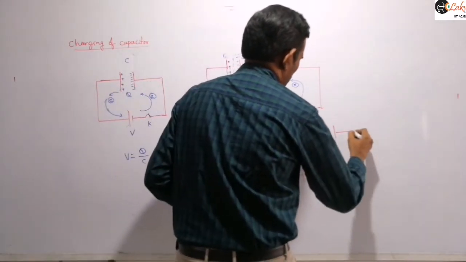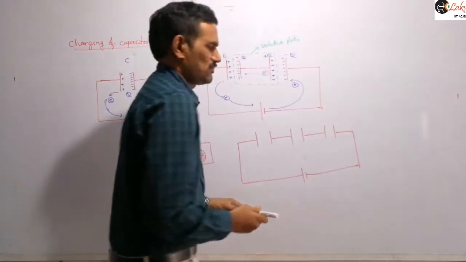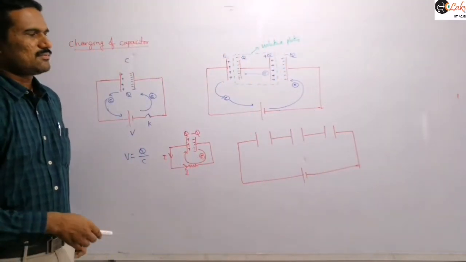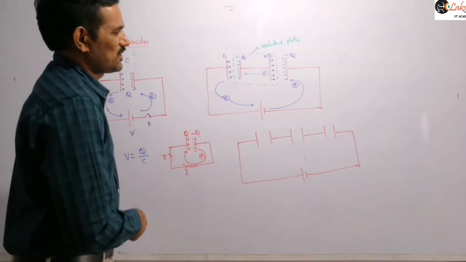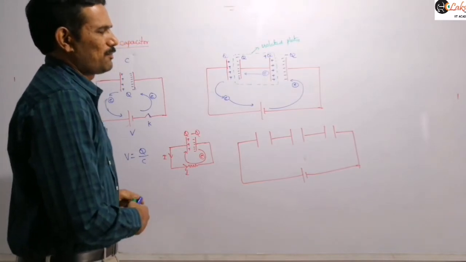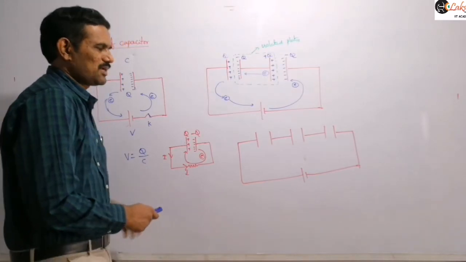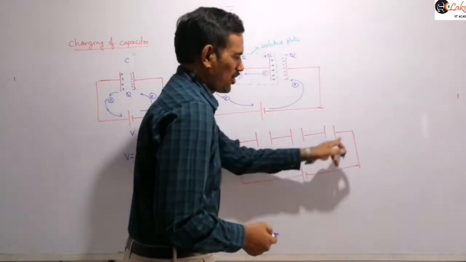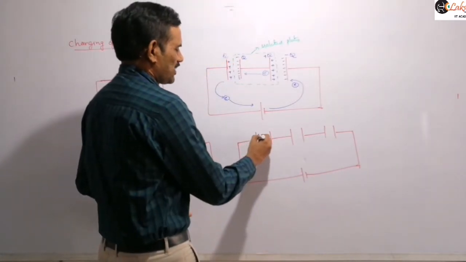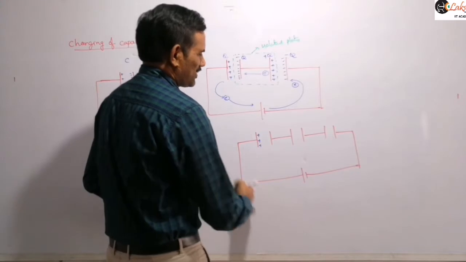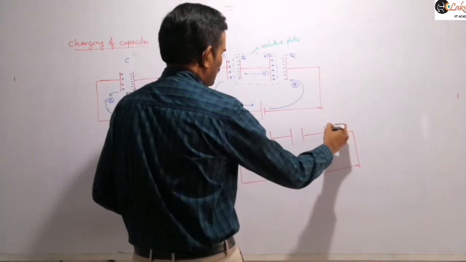So like 3 capacitors are connected in series, right? And so now in this, charge distribution will take place like this. Again, the first plate which is connected to this terminal and the last plate which is connected to this terminal will get the charges from this battery. That means the charge redistribution will take place like this.